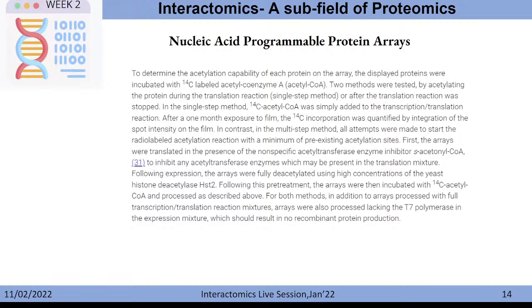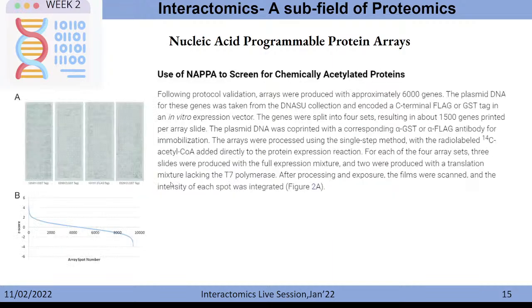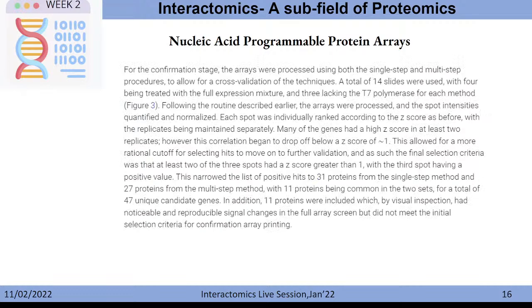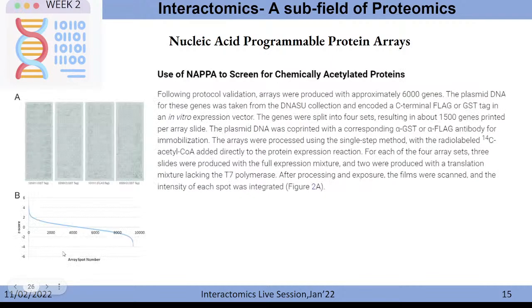After that you can see that four array sets were produced: three array sets with the full expression mixture, and two produced with a translation mixture lacking the T7 polymerase. After processing and exposure, the slides were scanned and the intensity of each spot was indicated.